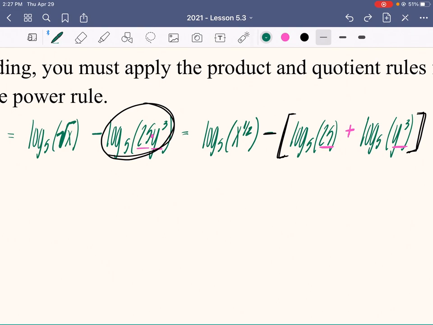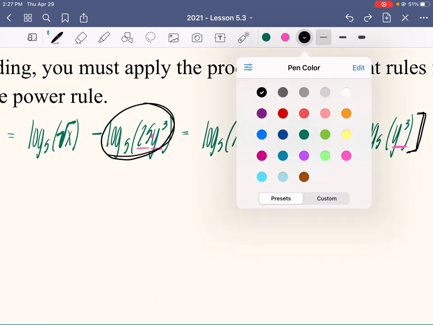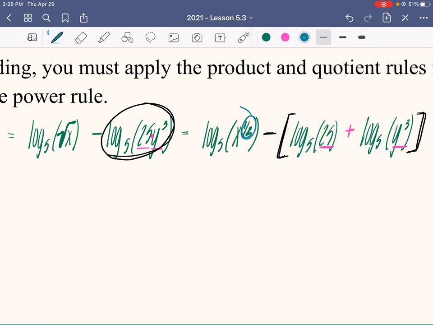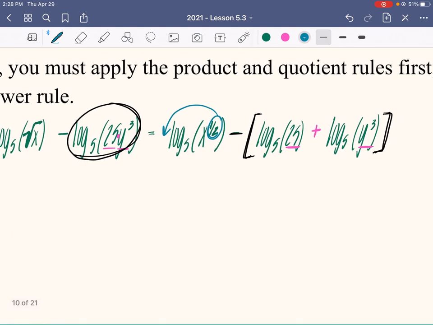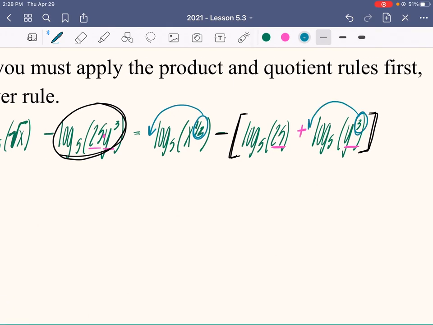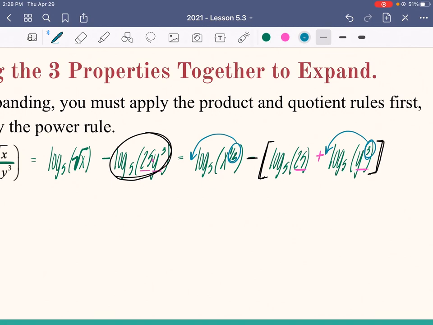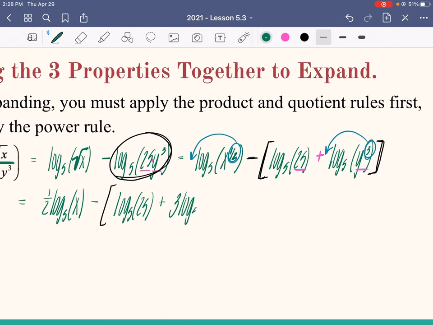So then we're going to use, let's see, quotient or power rule next. So I'm going to take this, move that out in front. I'm also going to take this and move that out in front. So I'd get 1/2 times log base 5 of x minus this entire thing. So log base 5 of 25 plus, this becomes a 3 log base 5 of y.